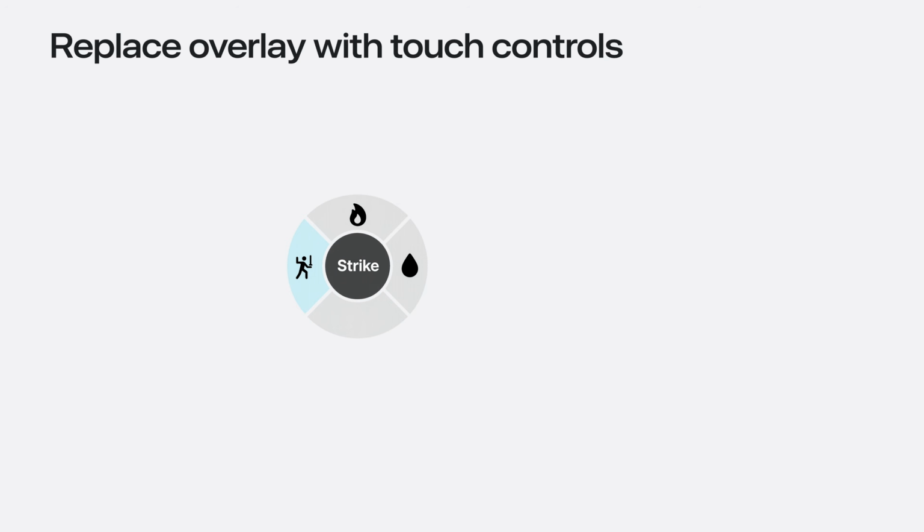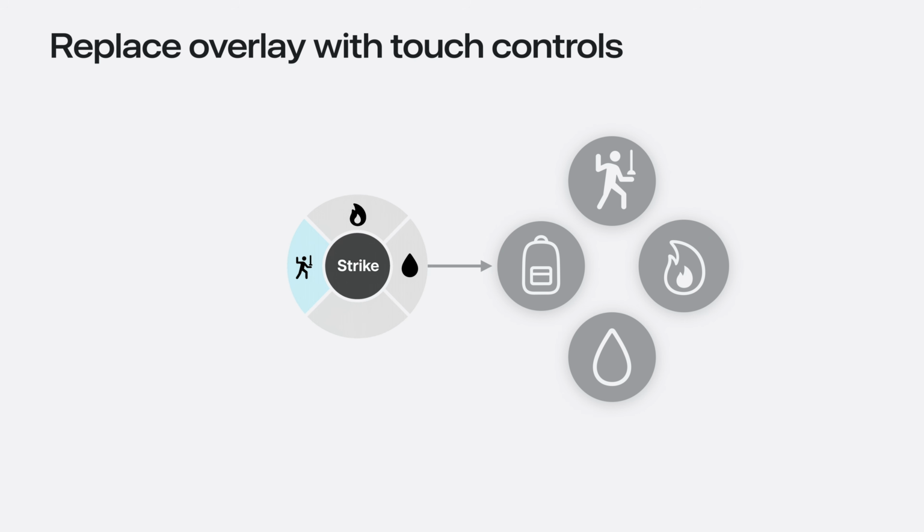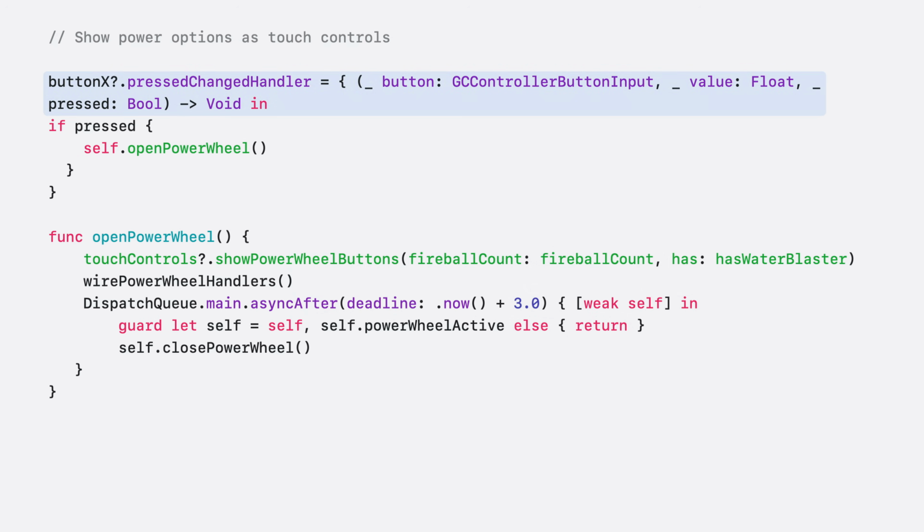One of the real advantages of touch controls is that they can serve as both input and output. So instead of showing an overlay and cycling through actions, you can display those actions directly as touch controls. In the button X press handler, I open the power wheel controls directly instead of showing the power wheel overlay.